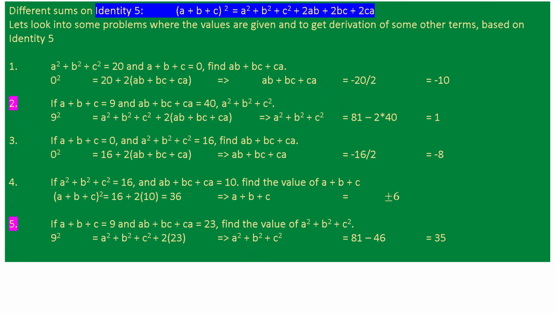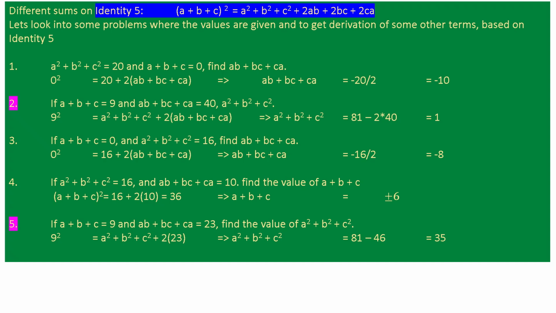Looking at sum number 2, the given values are a plus b plus c is 9 and ab plus bc plus ca is 40. We need to find a squared plus b squared plus c squared. Immediately it is the right hand side expression which is being asked for. Replace the values and get the value which is being asked for. Third sum is similar. a plus b plus c is 0 and a squared plus b squared plus c squared is equal to 16.